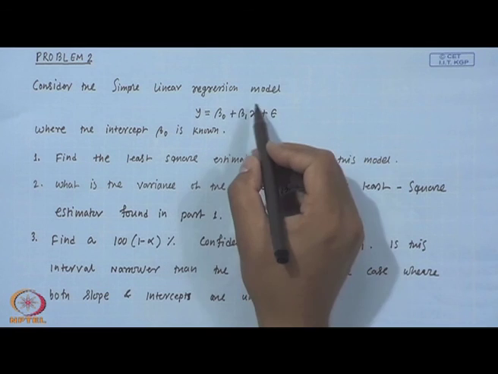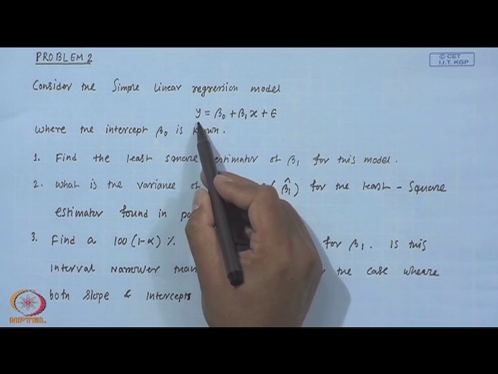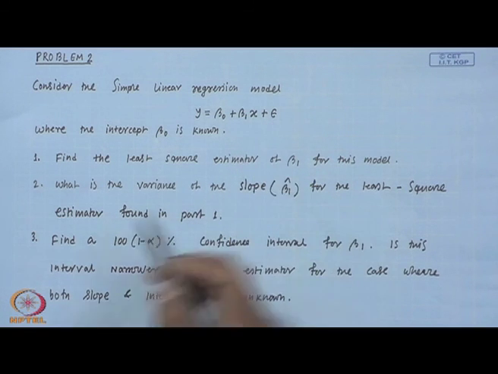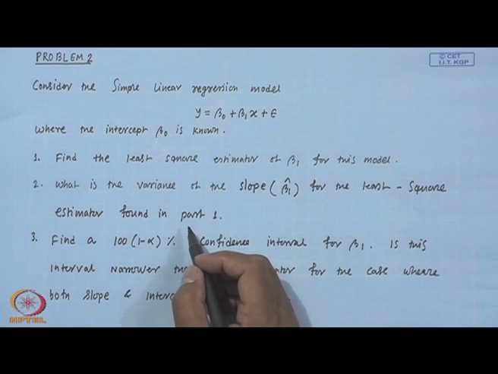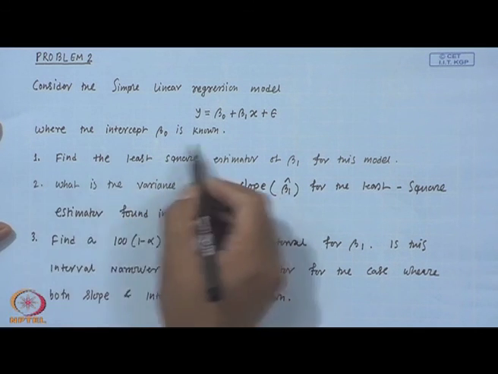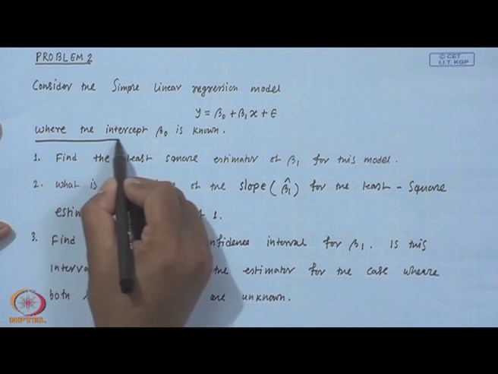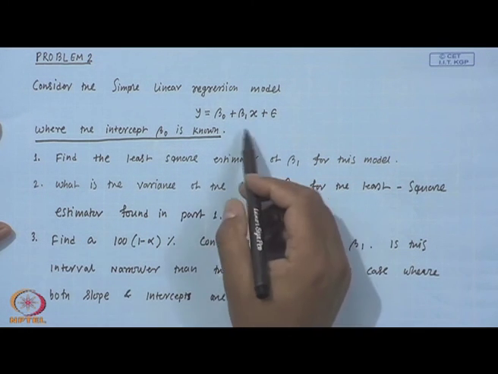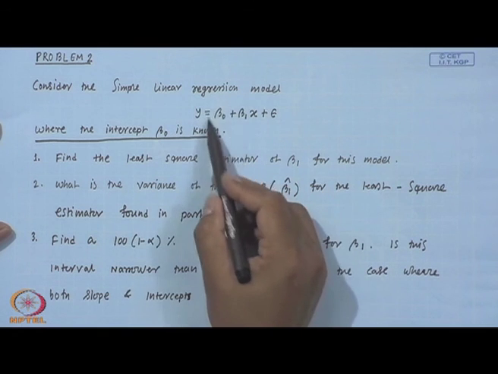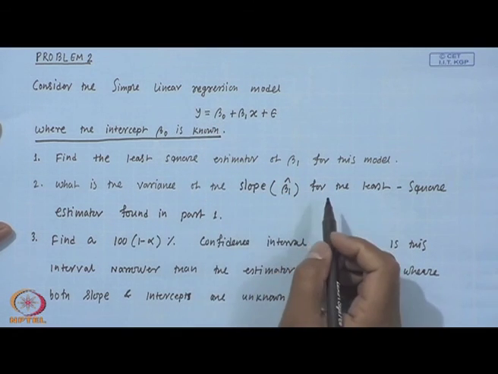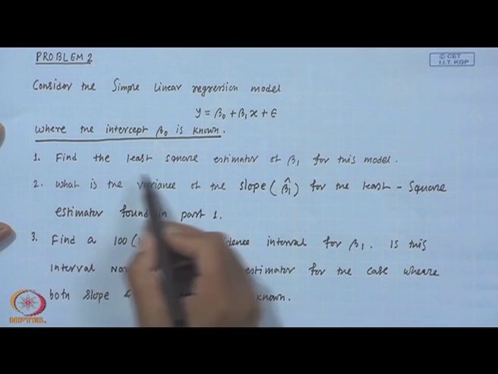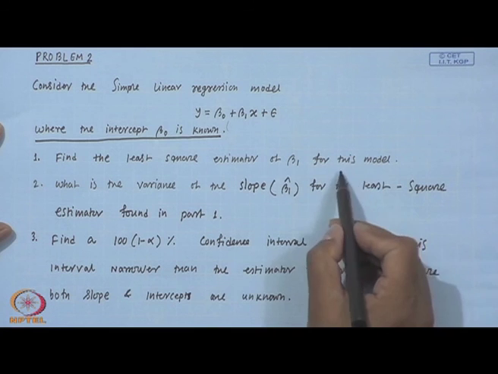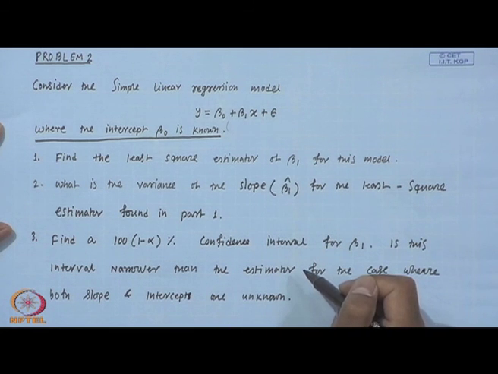Consider the simple linear regression model y equal to beta naught plus beta 1 x plus epsilon, where the intercept is known. So, this is something new. For this linear model, the beta naught is already known. Then what you have to do is find the least square estimator of the slope beta 1 for this model. This is the first problem.